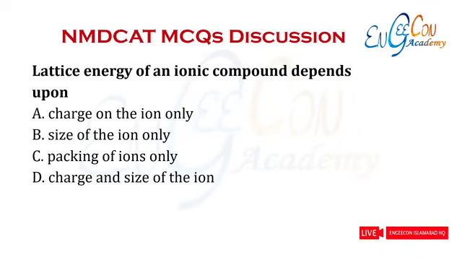So we will be discussing MCQs from the chapter Solid in this session. The first MCQ says: lattice energy of an ionic compound depends upon. So lattice energy of an ionic compound is directly proportional to the charge on the ions and inversely proportional to the size of ions. So it depends upon charge and size both. D is the correct option.